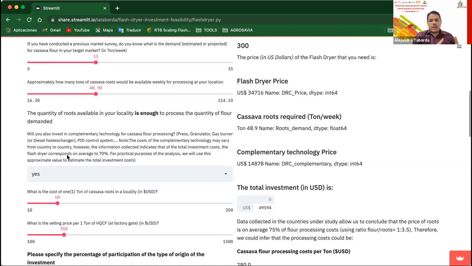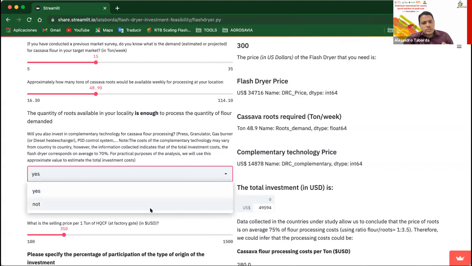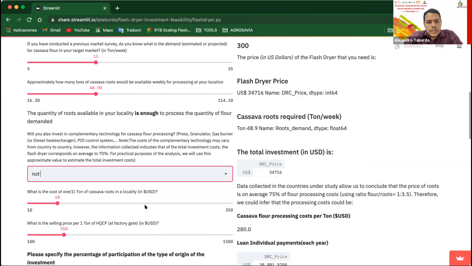The flash dryers, of course, but also all this equipment: the press, the granulator, the gas burner, the heat exchanger, etc. If it's your case and you need all the equipment, you select the option yes. But if you are at this moment a cassava flour processor and you have all this information, you select the option no. If you select the option no, the total investment price is the same as the flash dryer price.